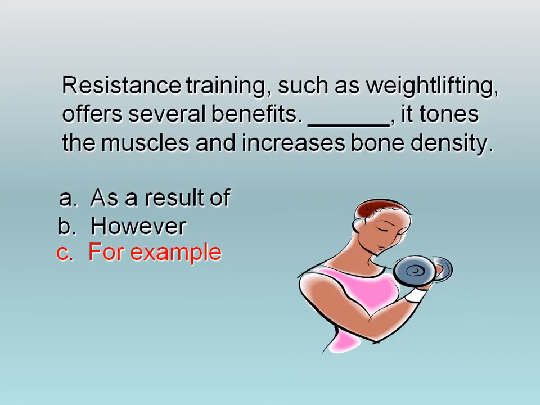For example, the first sentence is a generalization. It contains a topic and a controlling point about the topic. The topic is resistance training. The point is several benefits. The second sentence offers an example as a supporting detail for the general point.